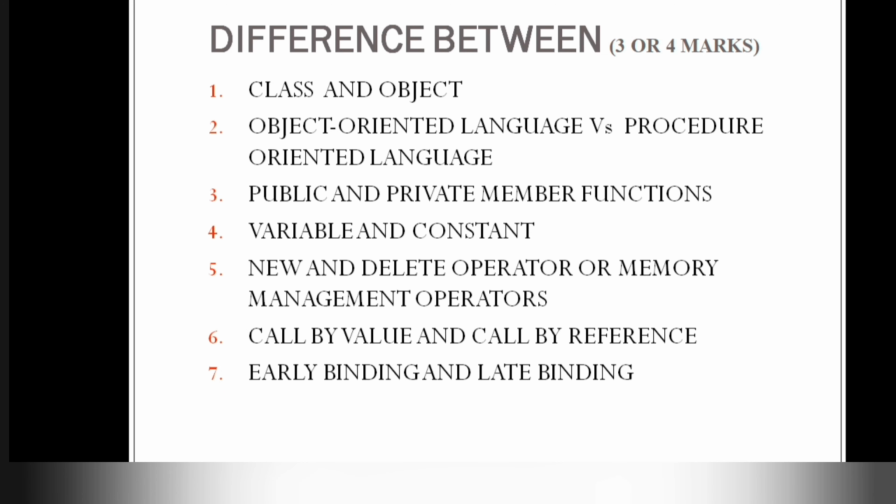Next, there can be questions that are difference between class and object, which can come for 3 or 4 marks. Object-oriented language versus procedure-oriented language. This question is similar to difference between C and C++. Public and private member functions, variable and a constant, new and delete operator, which are also known as memory management operators. Call by value and call by reference we have already done in C language also. So this can again come and you can write a program also. Then difference between early binding and late binding.